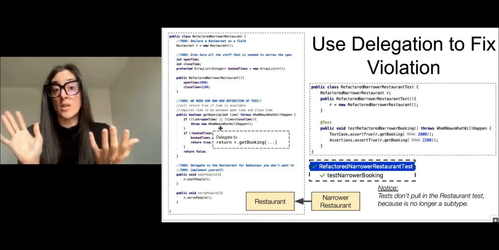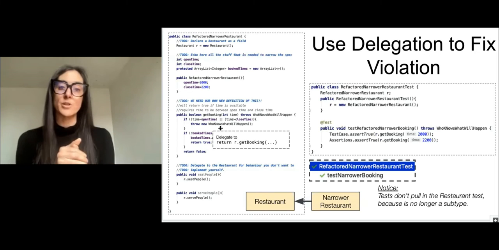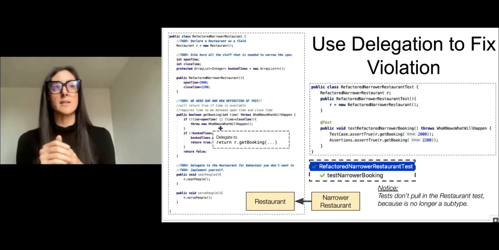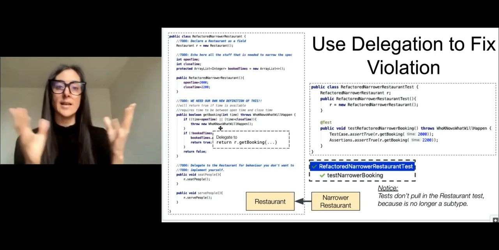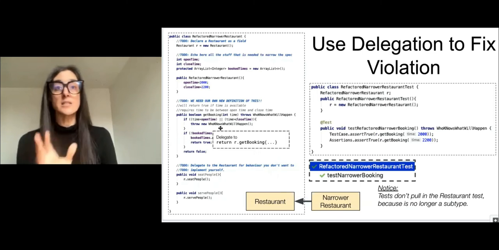And the penguin still wants to do a lot of bird things. So it has an inner bird and it calls over to the bird to do all those things like eat and, I don't know, squawk, lay eggs, all these things that birds do. So you just make the narrower restaurant a totally different type.